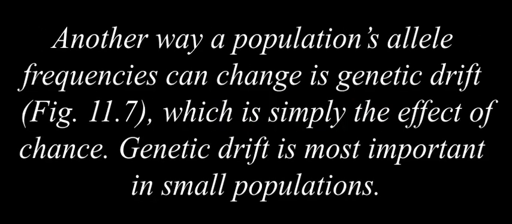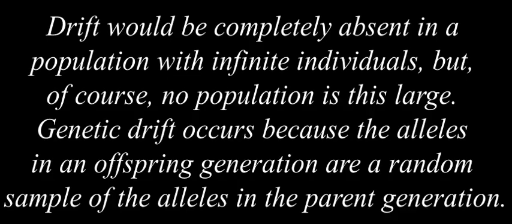Genetic drift. Another way a population's allele frequencies can change is genetic drift, which is simply the effect of chance. Genetic drift is most important in small populations. Drift would be completely absent in a population with infinite individuals, but of course, no population is this large.